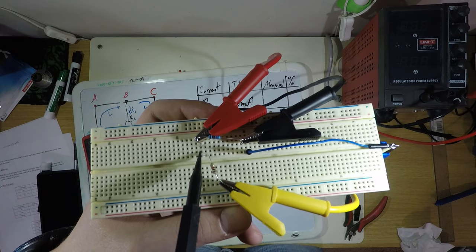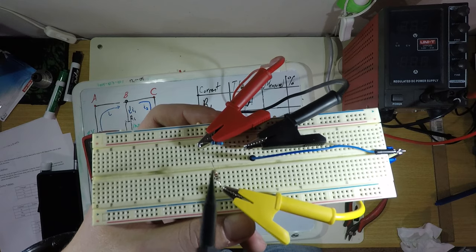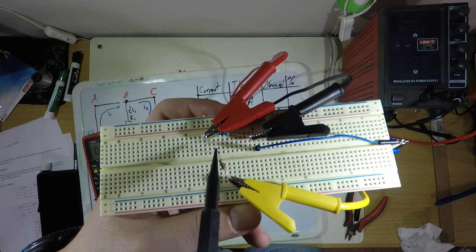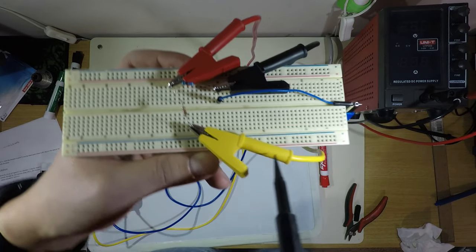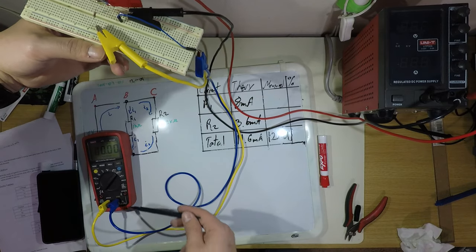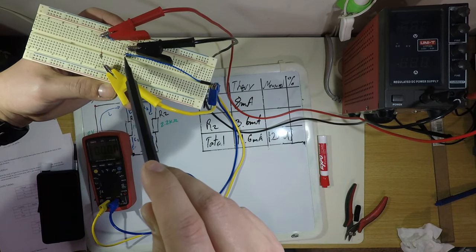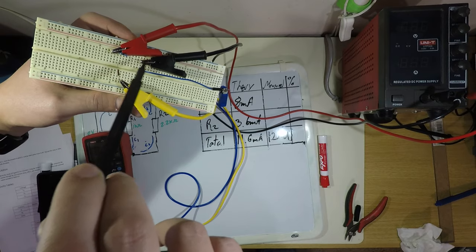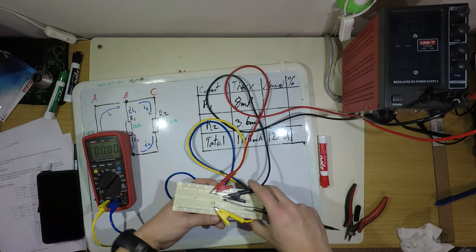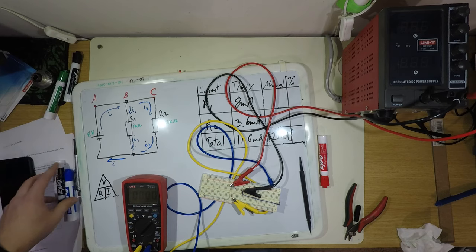I is going to go over here. Over here, it's going to split into I2 and I1. We're trying to measure I1. Current is going to come through here. I1 is going to come through here. It'll go through here into the yellow. From the yellow into the ammeter. Through the ammeter into the blue. And then back into here, where it's connected to the black lead, and back into the power supply. That means that the ammeter is connected.